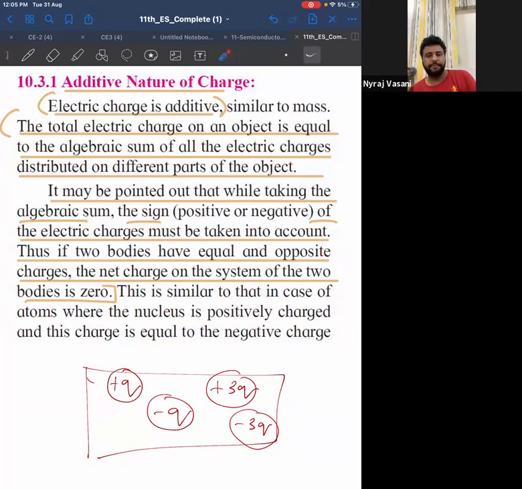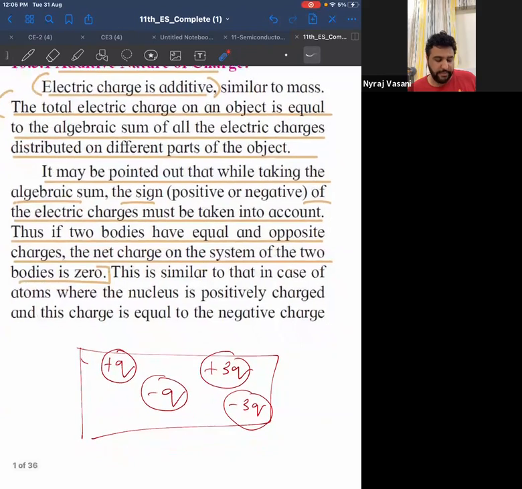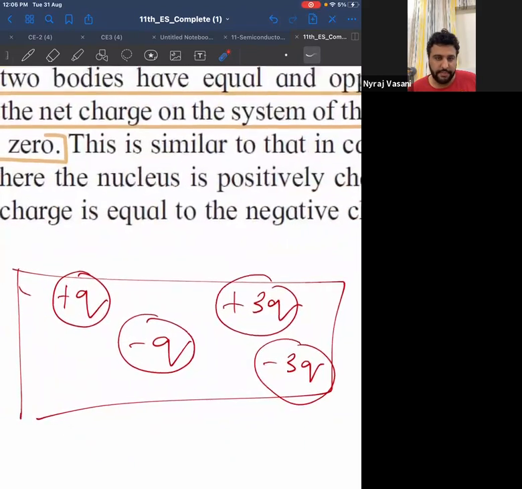Okay, listen. So we have done this additive nature of charge. Most of you have done it. Below that, you have drawn this diagram. Everyone has drawn this diagram below that.